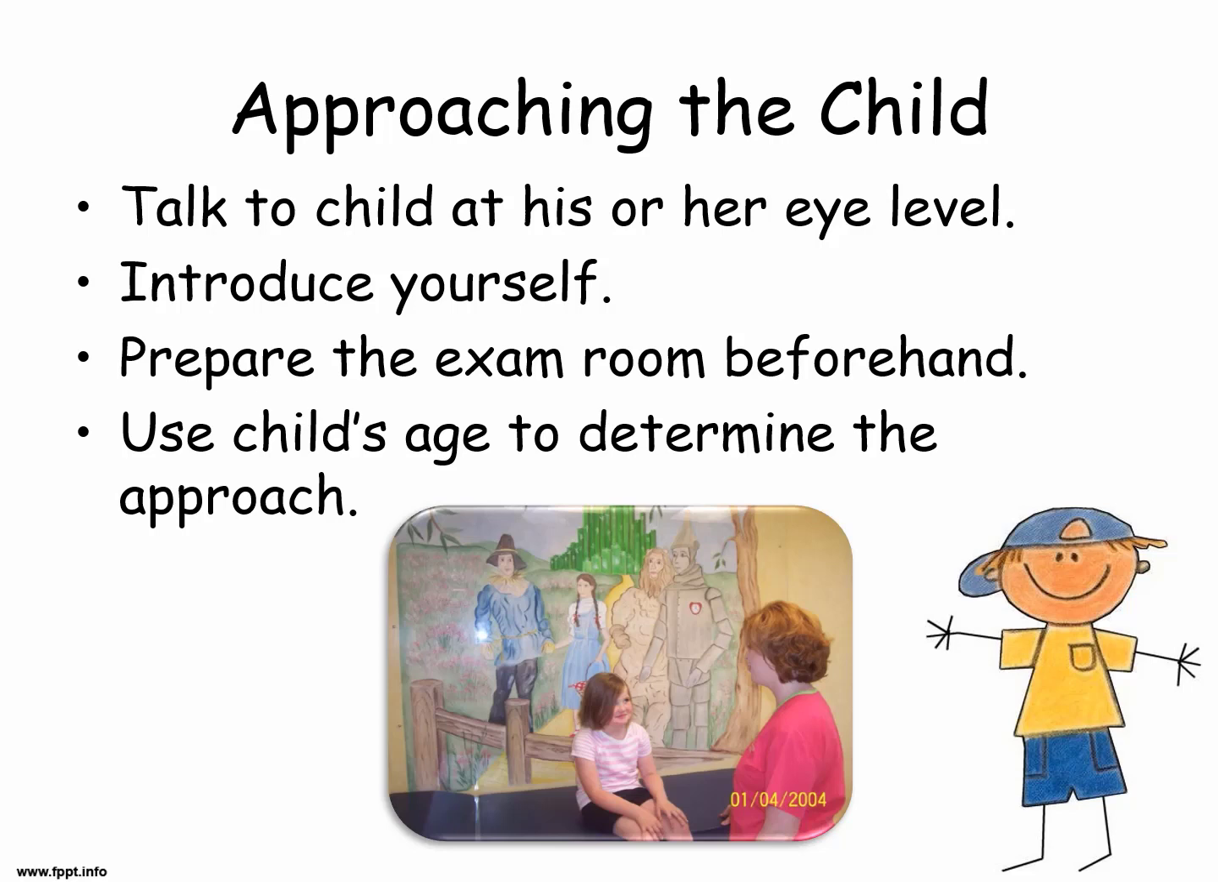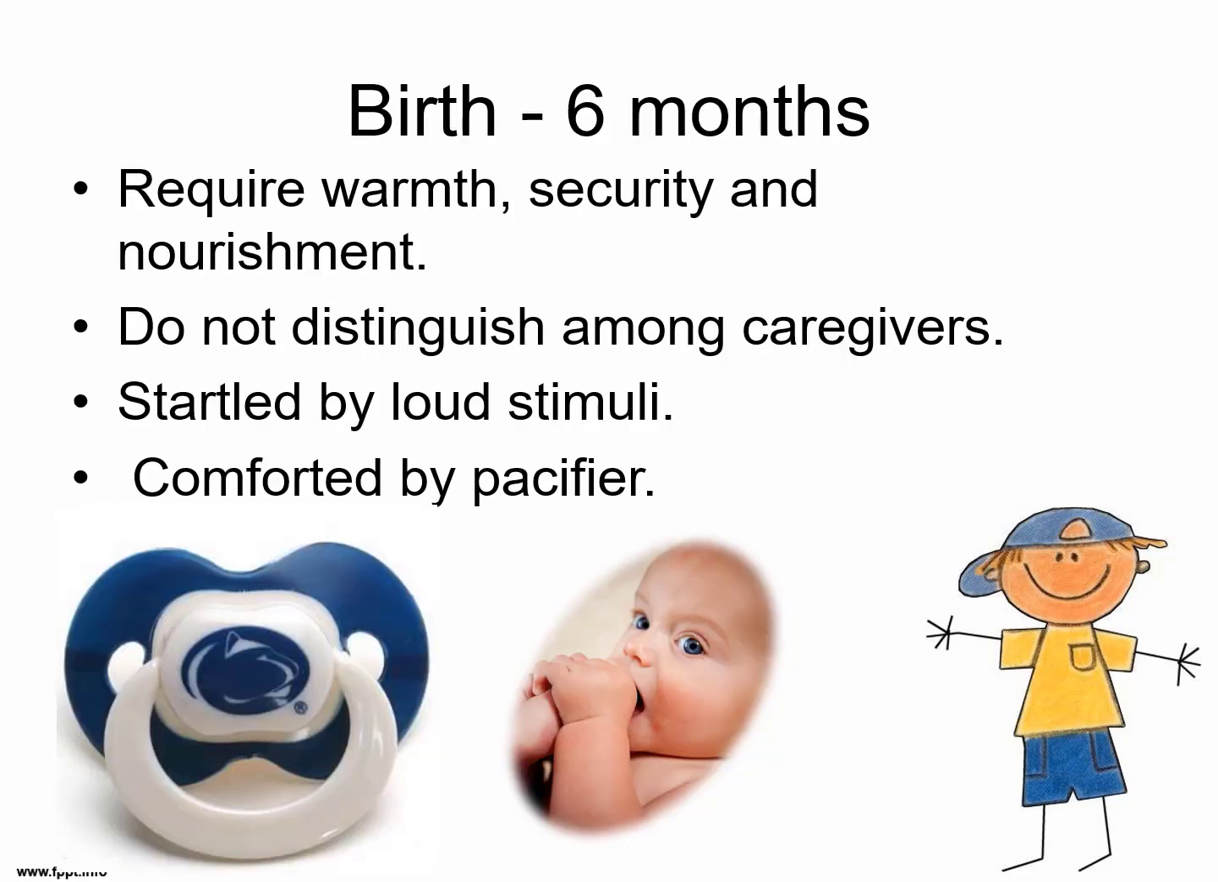So let's look at the different skills required for the different ages, and we'll begin with birth to 6 months. At this age, the child requires warmth, security, and nourishment. The child does not distinguish among caregivers, and if in fact they've gone obviously to the lab first and see you as a caregiver after getting stuck by someone at the lab, you're going to have a loud child on your hands. These children are often startled by loud stimuli, and as you know, there's a lot going on in the x-ray room, but they can be comforted by using a pacifier.